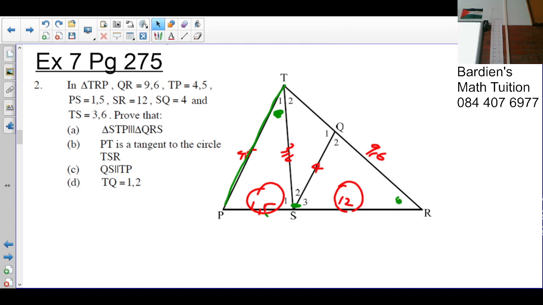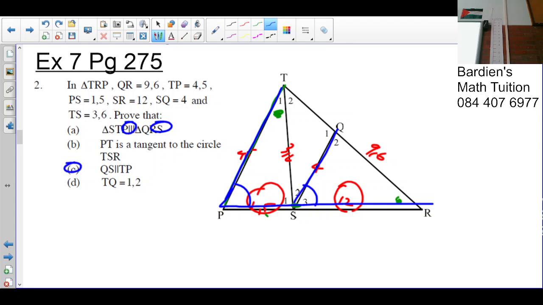And then we didn't use blue. They want you to prove that SQ is parallel to TP. Okay? So how do you prove lines are parallel? You either prove that corresponding angles are equal, alternate angles are equal, or coincident angles are equal. But if we look here, can we prove this angle is equal to that angle? Yes. Also coming from here.